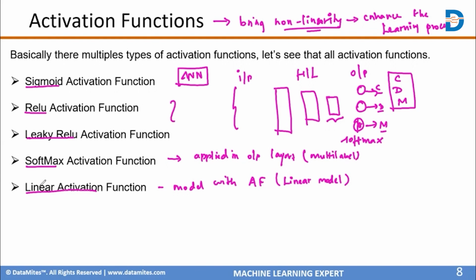Next, ReLU and leaky ReLU are mainly applied in hidden layers. Whereas the sigmoid function is basically applied in our output layers, which deals with binary classification problems, like yes or no, whether the loan is approved or not. In such cases, we'll make use of the sigmoid function. So sigmoid and softmax are basically applied in our output layers, whereas ReLU and leaky ReLU are basically applied in the hidden layers. Now let us understand each and every activation function.